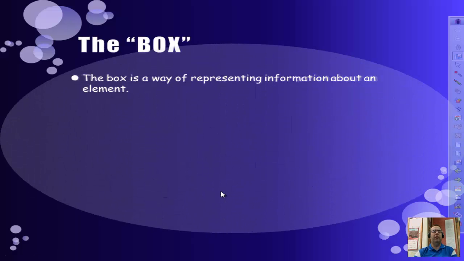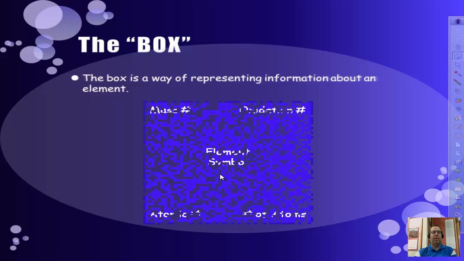Now, a way that scientists often represent monatomic ions is by using this thing called a box. And basically the box looks like this. This is going to be your template. What we're going to do is we're going to take the mass number. Now, what you can do is you can look at the periodic table, round that atomic mass to the nearest whole number, and that'll give you the most abundant isotope.